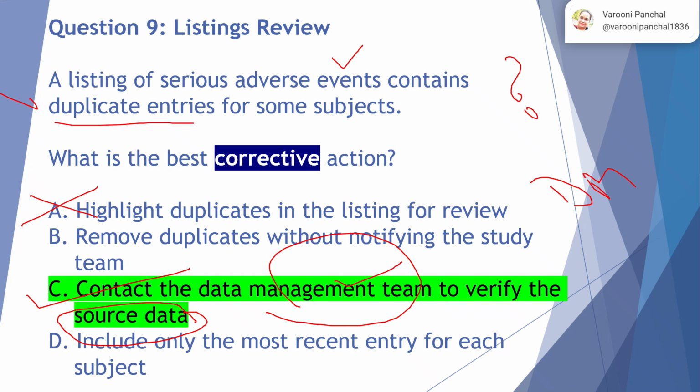Option B says remove duplicates without notifying the study team. No, you cannot even remove a single point of data in clinical trials where you are handling human patients' data. You cannot remove it just on your own without informing your team, your team leads and your managers. You cannot do this. This is unethical. Option D says include only the most recent entry for each subject. No, you cannot do that. So you have to contact the data management team and verify the source data.